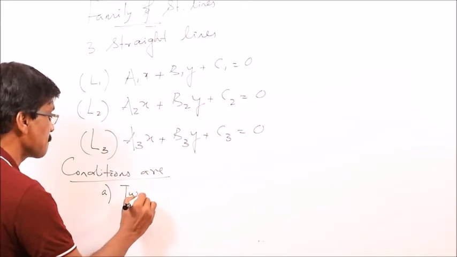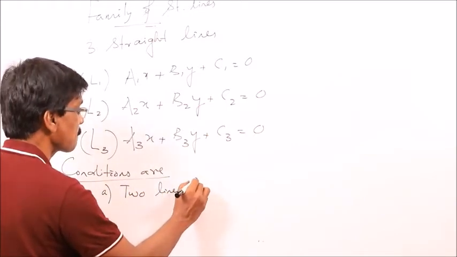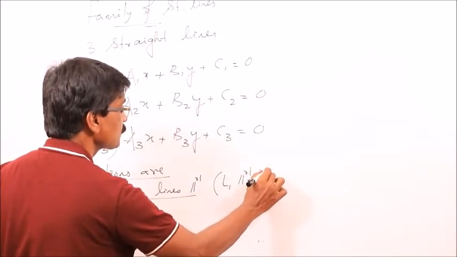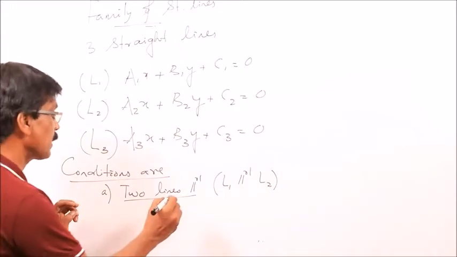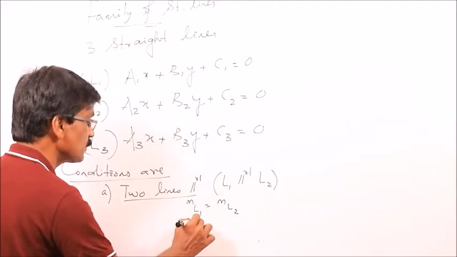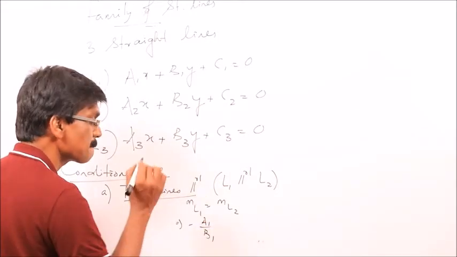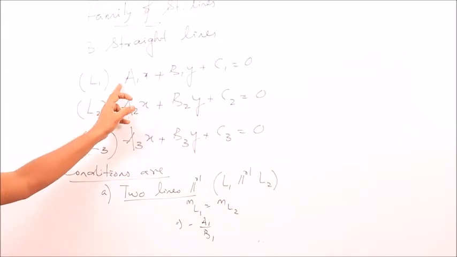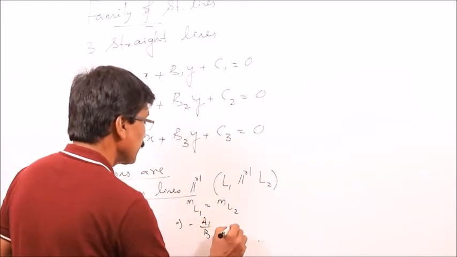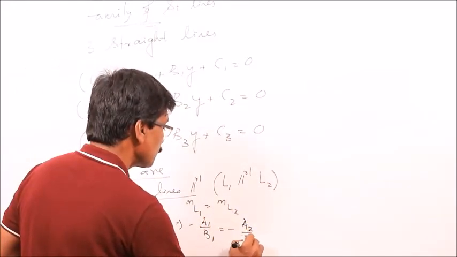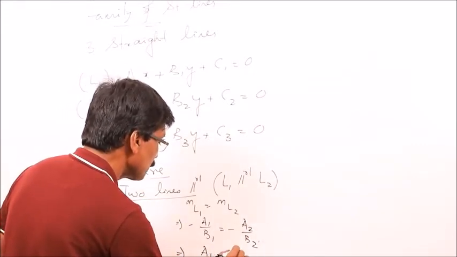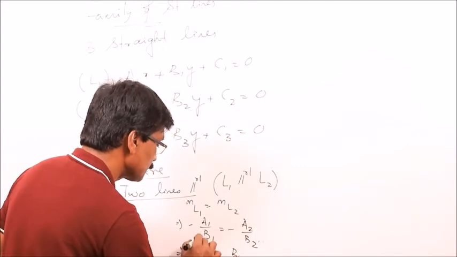Two lines parallel. Say L1 is parallel to L2. So if two lines are parallel, slope of L1 is equal to slope of L2. So L1 slope is minus A1 by B1, and slope of line L2 is minus A2 by B2. So condition is A1 by A2 is equal to B1 by B2.